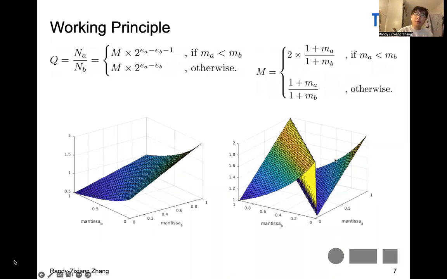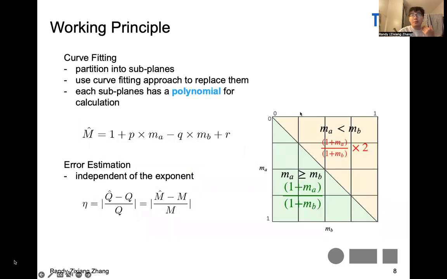And then this curve can be approximated once we have partitioned it into several regions, as shown in this case. We can use a curve fitting approach to replace this curve surface using a polynomial. And then we have the error estimation, which is actually independent of the exponent.